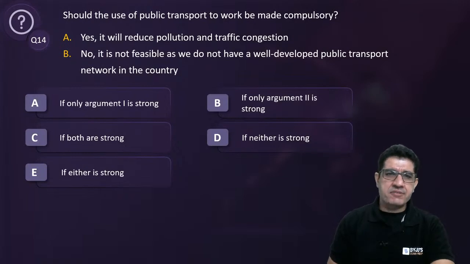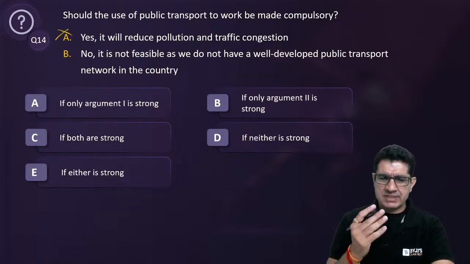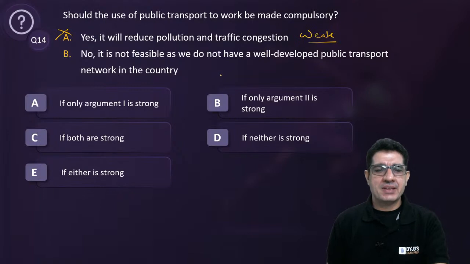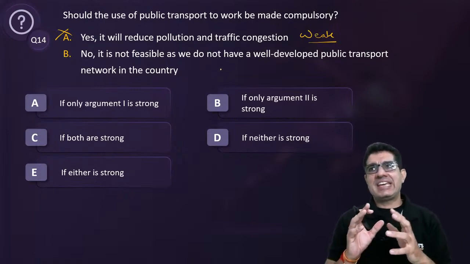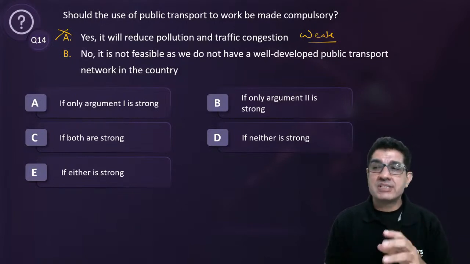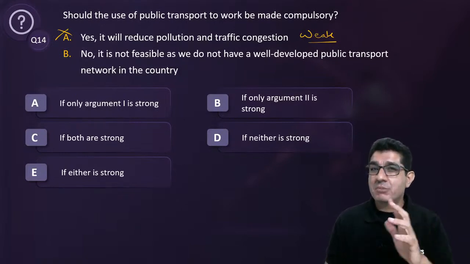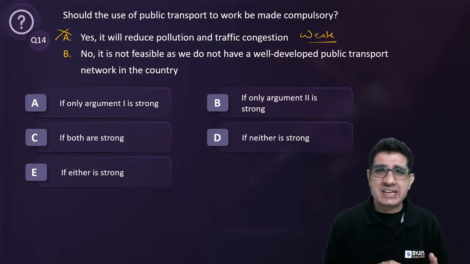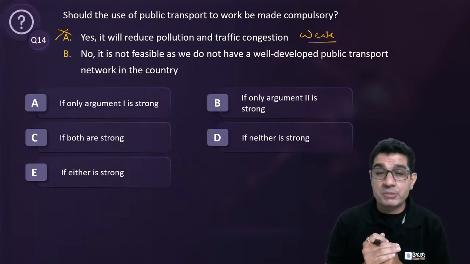So all the answers that I have received so far have stated that A is not strong. It's weak. So I agree with you. This is definitely weak. I'll tell you why. In an argument, we have some assumptions. If those assumptions are valid, if those assumptions are reasonable, then the argument is strong. But if the assumptions are not valid, if the assumptions are absurd, if the assumptions are irrelevant, then the argument turns out to be weak.